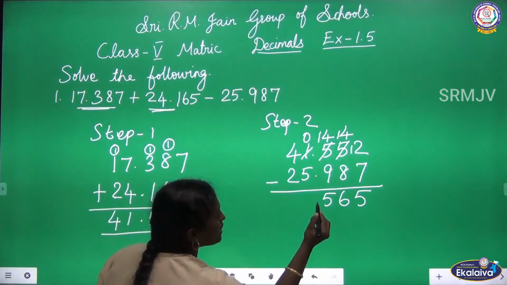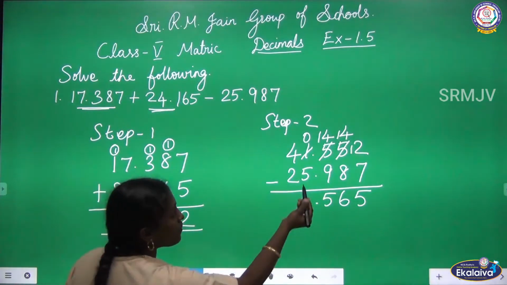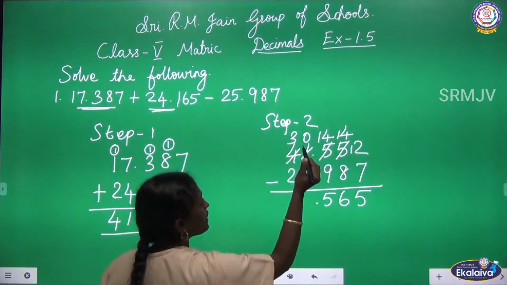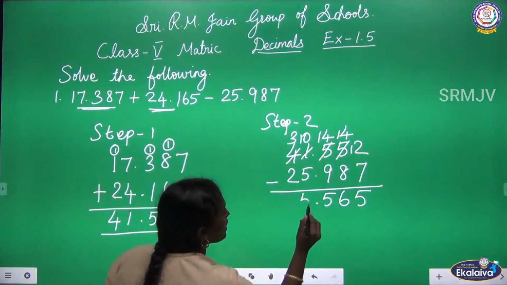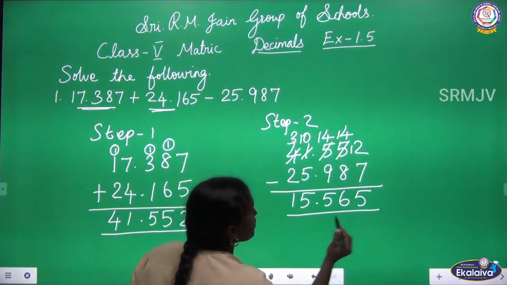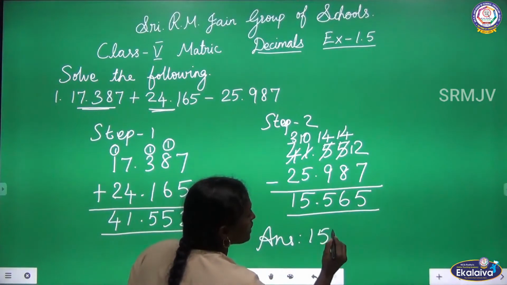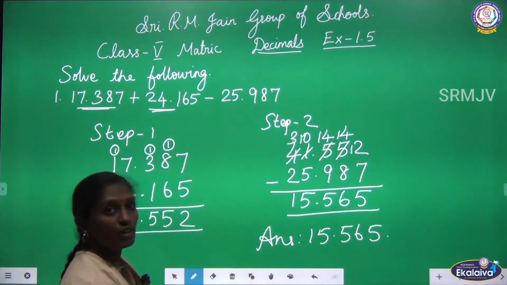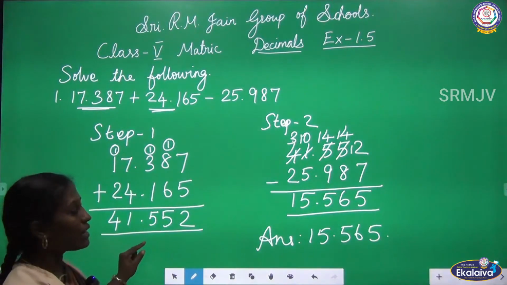Then we have to keep the decimal point. 0 minus 5. We can't subtract 5 from 0. So we have to borrow from 4. 4 will become 3. 0 will become 10. 10 minus 5, that is 5. 3 minus 2, that is 1. So this is the final answer. The answer is 15.565. Is it clear? While doing both addition and subtraction, first we have to do the addition.